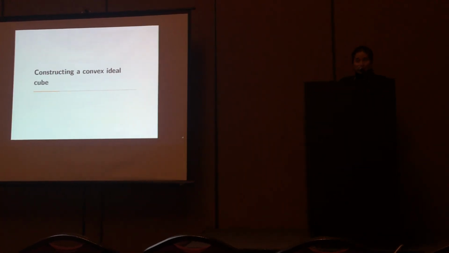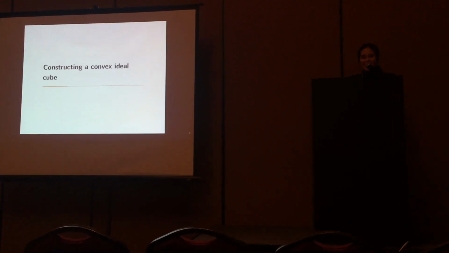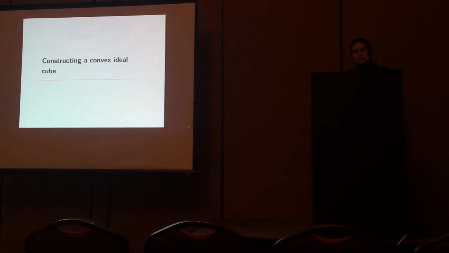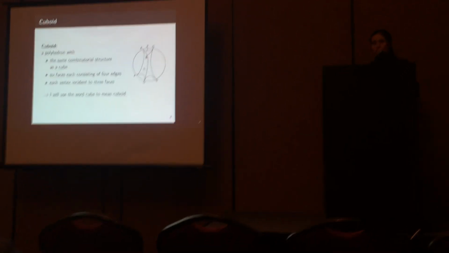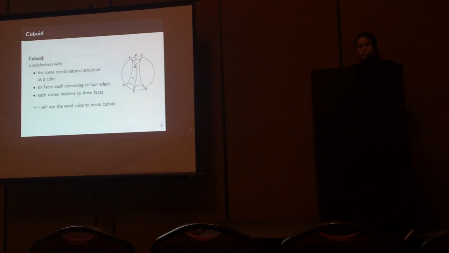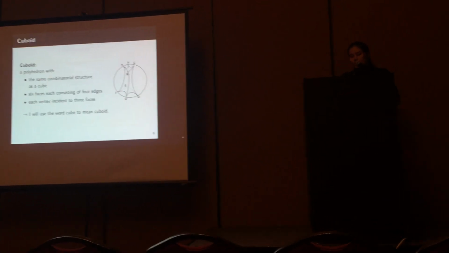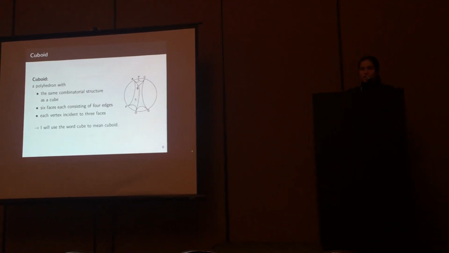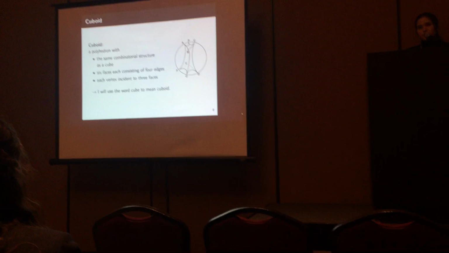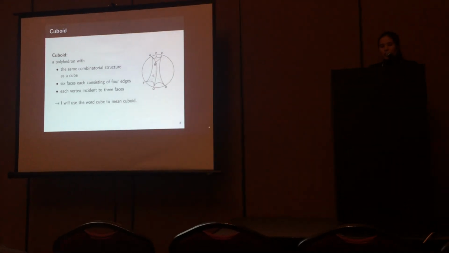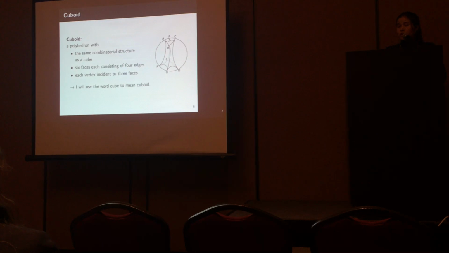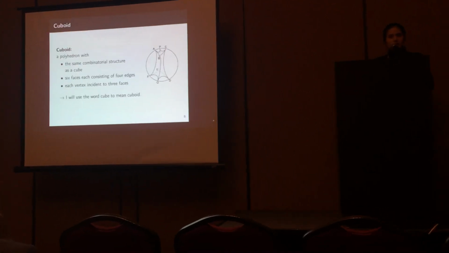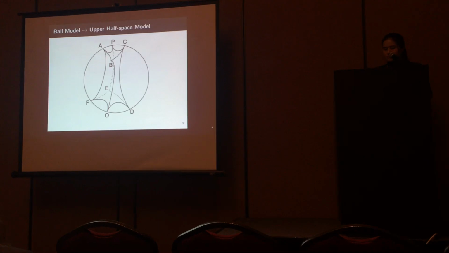It is hard to answer that question in its entirety, so we'll be partially answering it by demonstrating the construction of a convex ideal cube in hyperbolic 3 space. Before I get into the detail of the demonstration, I want to clarify one thing. A cuboid is a polyhedron that has the same combinatorial structure as a cube. So it has 6 faces, each face has 4 edges, and each vertex is incident to 3 faces. From now on, I'll be using the word cube to mean cuboid. It's like a more general idea of a cube.